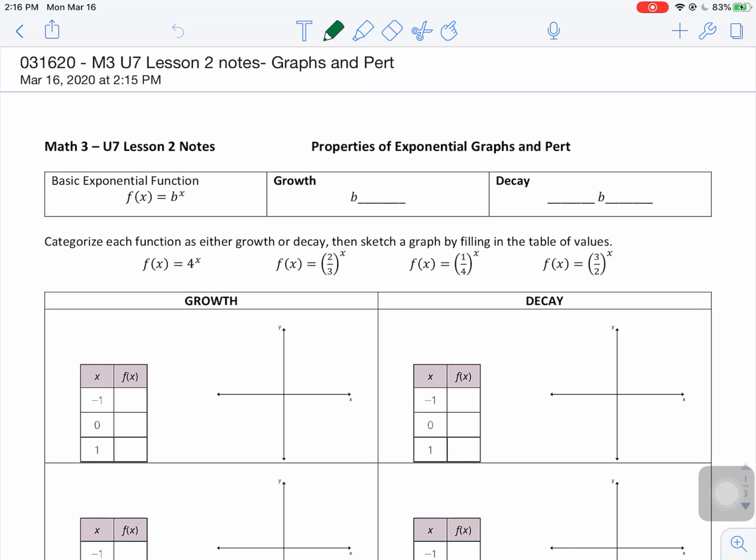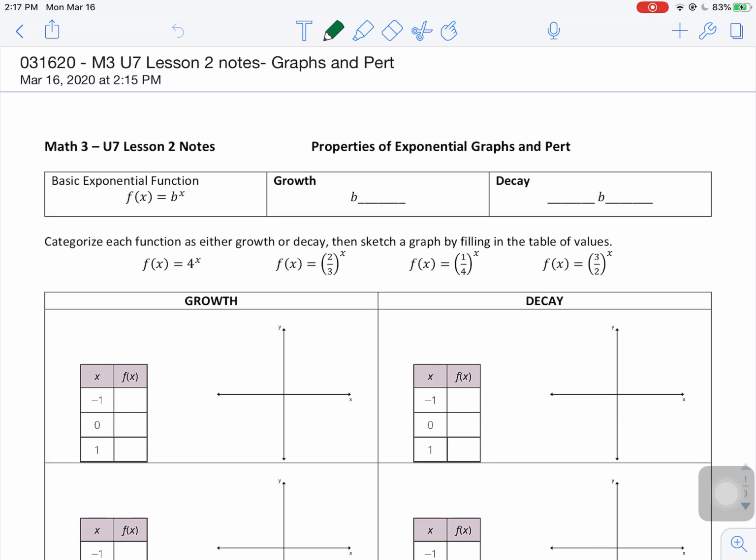So this is again lesson 2, it's for module 3 topic 2, so unit 7 that we started a couple days ago. So lesson 2 is all about the properties of exponential graphs and an equation that people often call PERT. We'll get to that in a moment. It has to do with continuous growth.